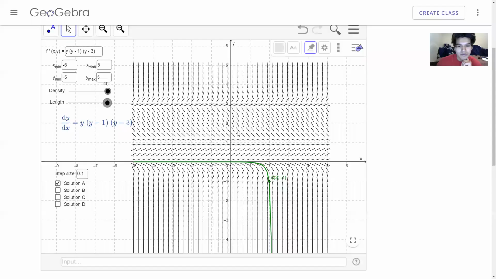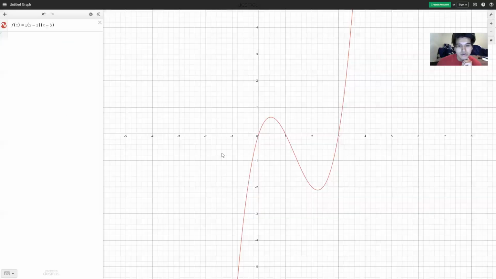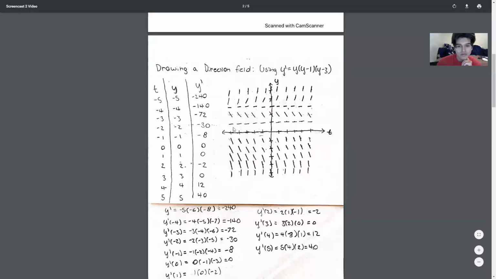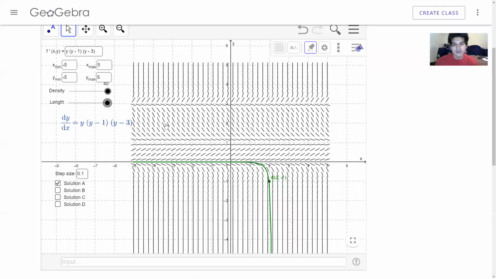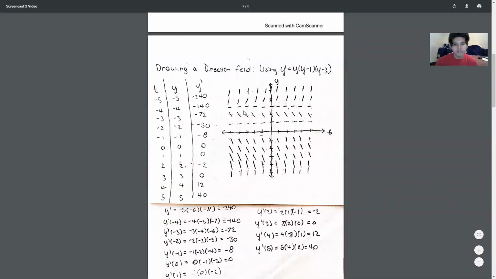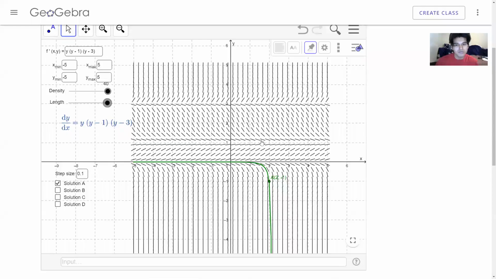The only thing you can't really see is this behavior over here. You can't really see this behavior because I didn't put any values between y equals 1 and y equals 0. So the other one, this right here, you know, my drawing is the same as that one, but this one is much more accurate.